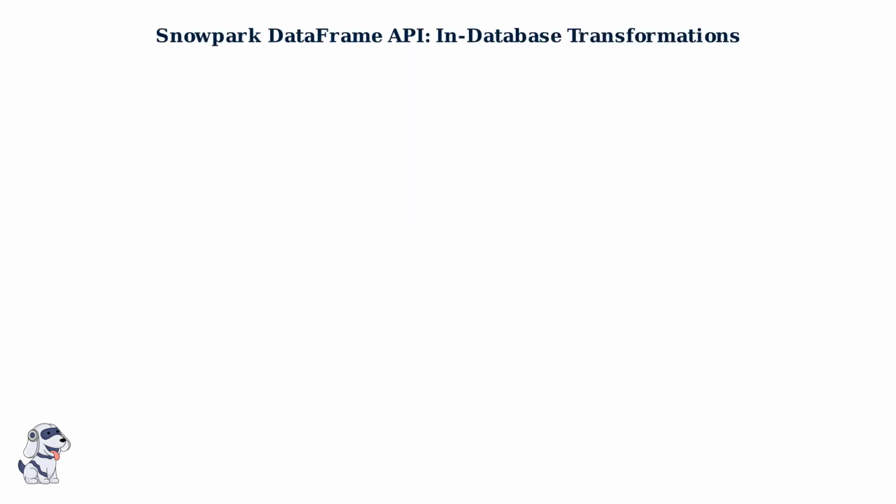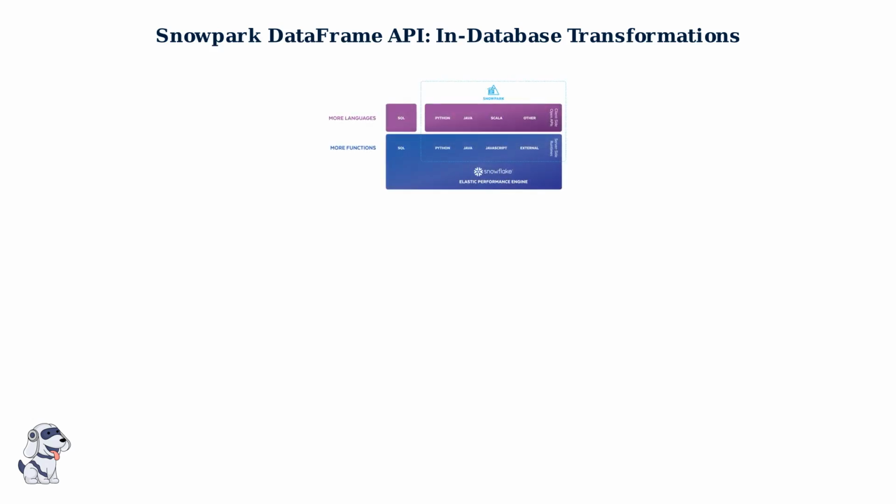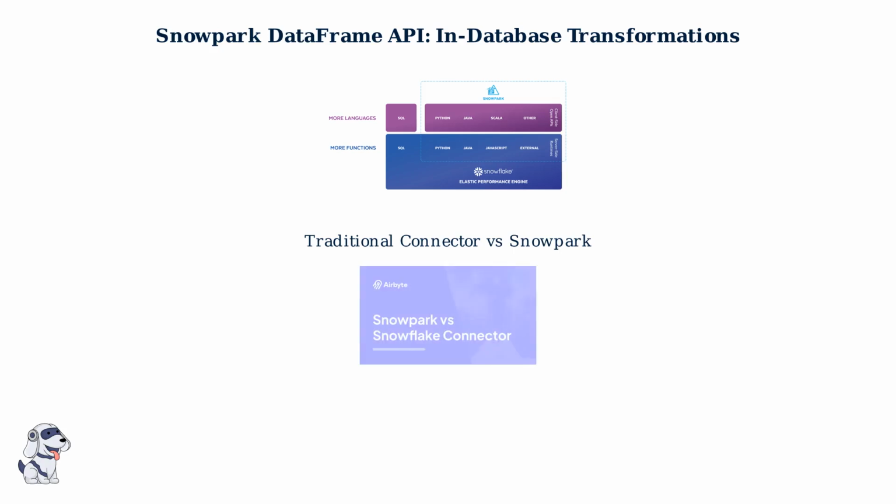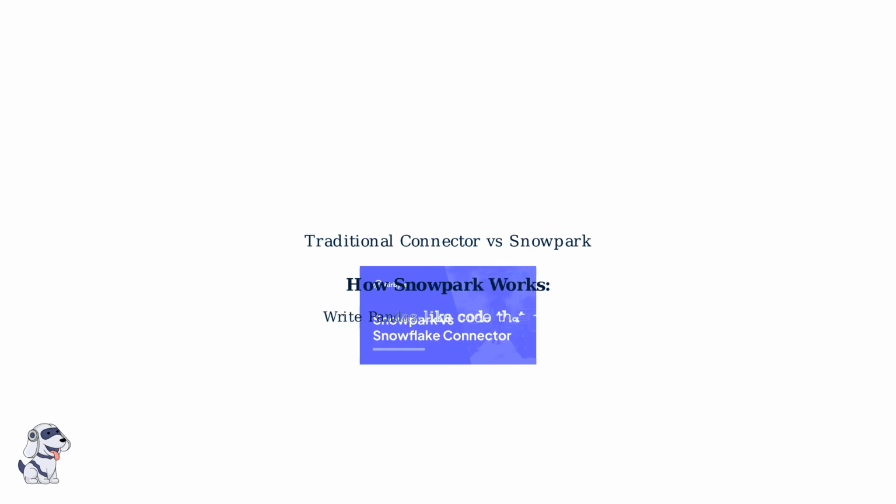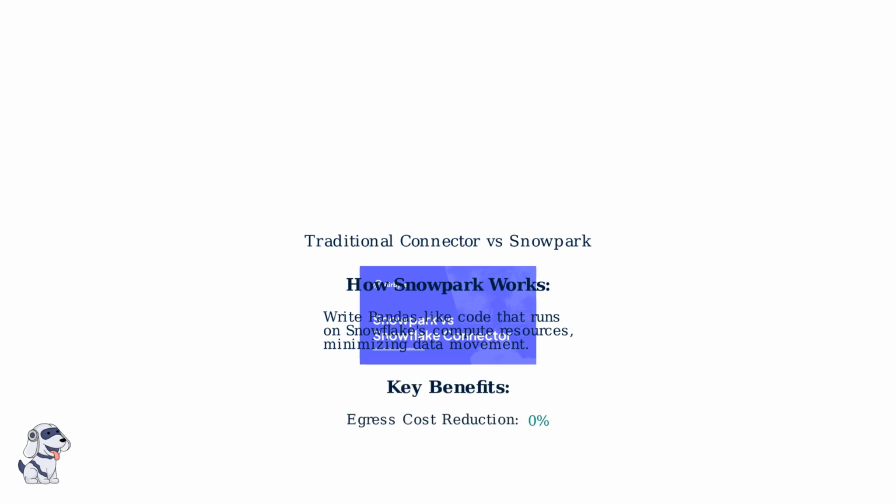Snowflake's Snowpark DataFrame API allows you to perform transformations directly within Snowflake, minimizing data movement. This API enables writing Pandas-like code that executes on Snowflake's compute resources. We'll contrast this approach with traditional connector-based methods. Snowpark enables you to write Pandas-like code that executes on Snowflake's compute resources, significantly reducing egress costs and improving performance.